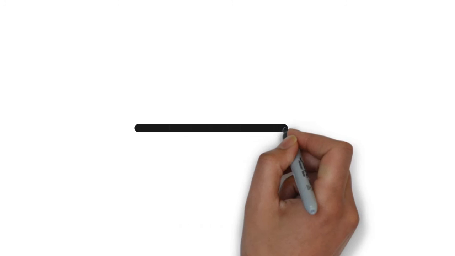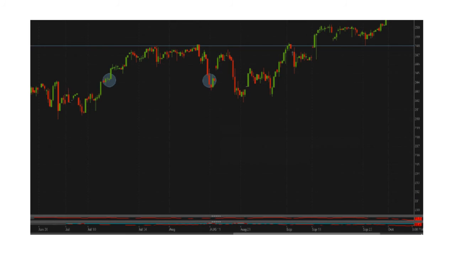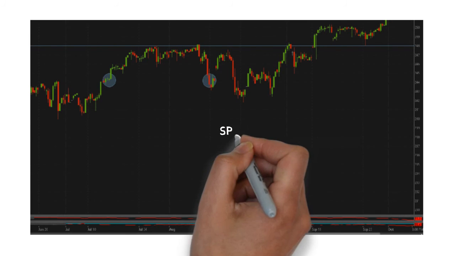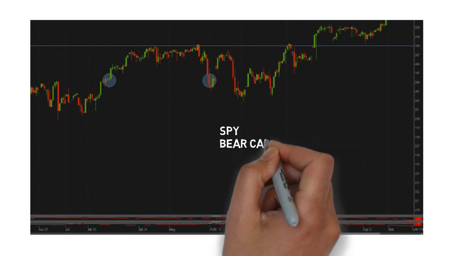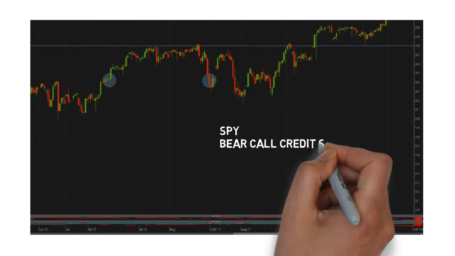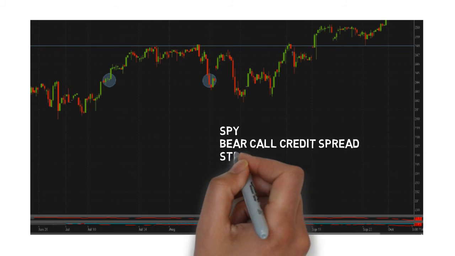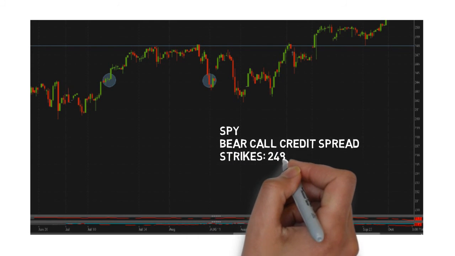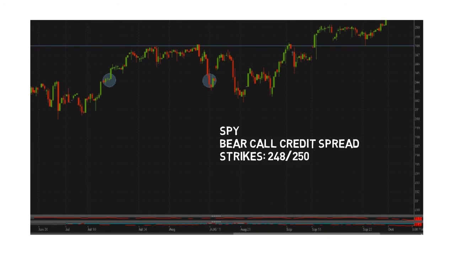Now let us look at some example credit spreads from my trading. I've picked 3 different ones that hopefully can give you an idea of the versatility of credit spreads. The first example is a bear call credit spread in SPY, an ETF tracking the S&P 500. Back then, SPY was trading for circa $244. I chose the strikes 248 and 250.